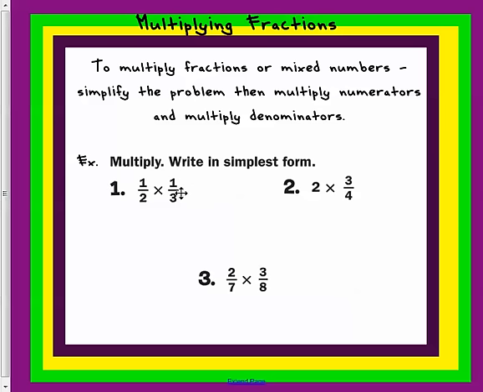1/2 and 1/3 are both in simplest form. So, I go ahead and I multiply straight across, and I get 1, and 2 times 3 is 6. So, my answer is 1/6.